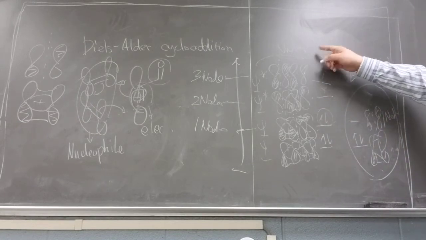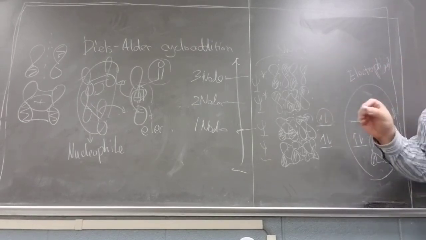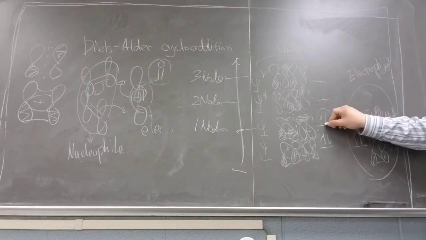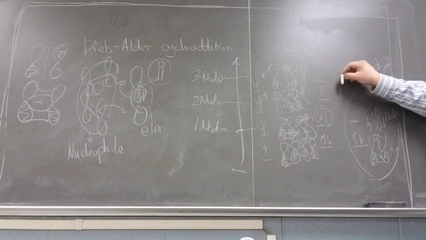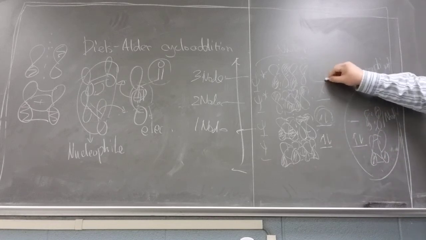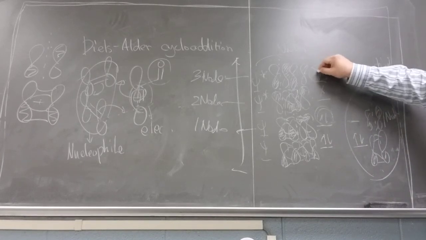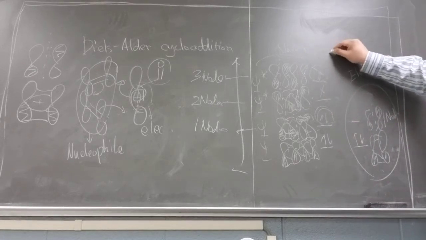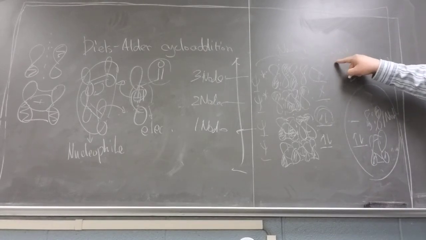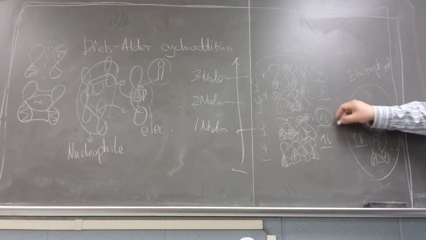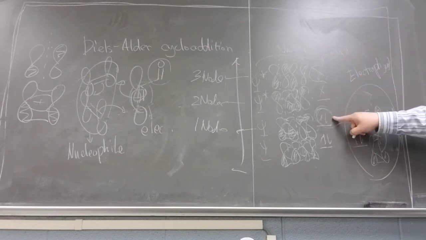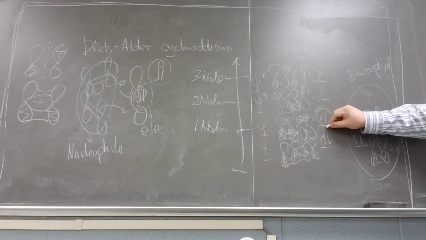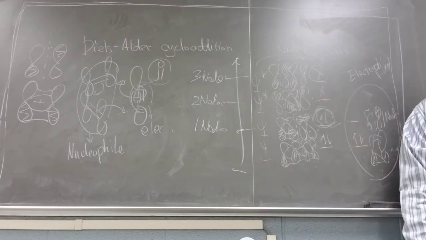So for a nucleophile, you need to find the highest level that is filled with electrons. So these will not count. This is the highest level, but we will not count it because there's no electron here. We're looking for the HOMO, meaning the highest occupied molecular orbital, which is this one. Among these two, this is higher, right? So this is our HOMO.